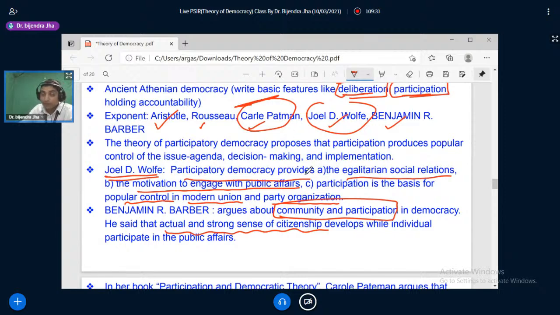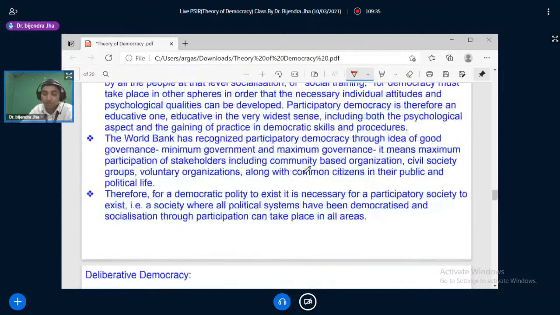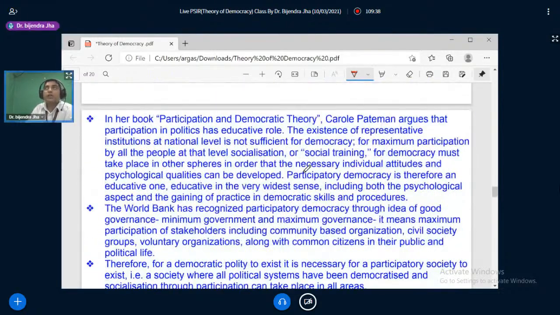Now come to Carole Pateman, what she talks about: participatory democracy. In her book Participation and Democratic Theory, a very important book, she said that participation has an educative role. When you participate, you get to know many things. So participation in politics has an educative role. Maximum participation at all levels of politics gives you socialization. It gives you social training.